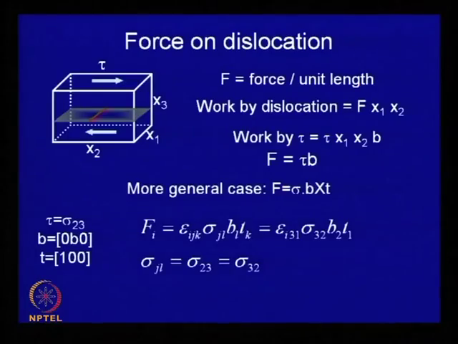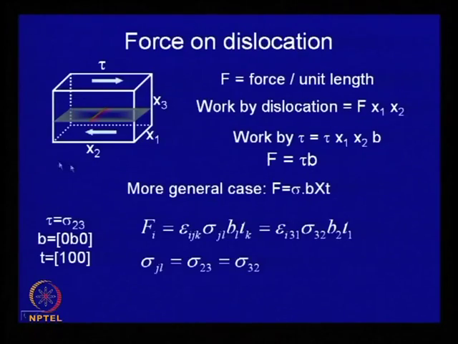With this background, we also calculated the force that acts on a dislocation. If you try and recollect, if this is a crystal, this is the slip plane where you have a dislocation, and this dislocation line is aligned along the direction x 1, and you apply a shear stress tau. In this case we could simply calculate the force on the dislocation, which comes out to be the shear stress on that particular slip plane times the Burgers vector.